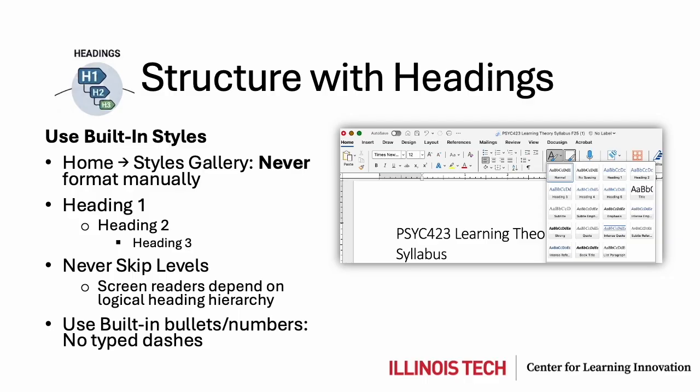It's important when you're doing this not to skip heading levels. Screen readers do rely on this logical hierarchy to help users navigate efficiently. Another example of using built-in styles is when creating lists. Word's built-in bullets and numbering features, instead of manually typed dashes or numbers, allow screen readers to correctly identify them.